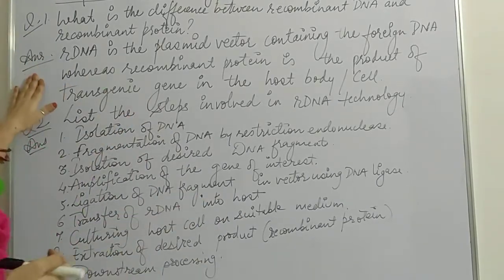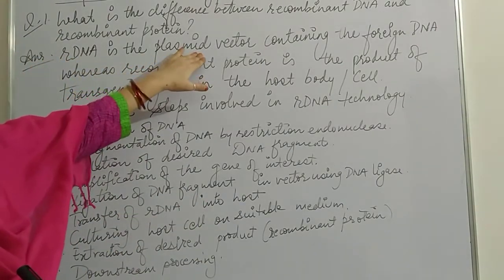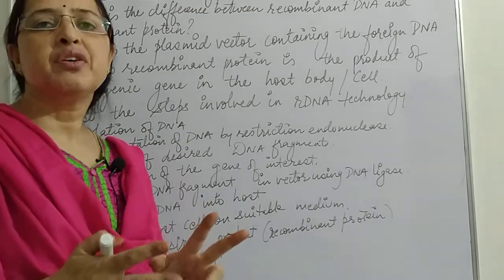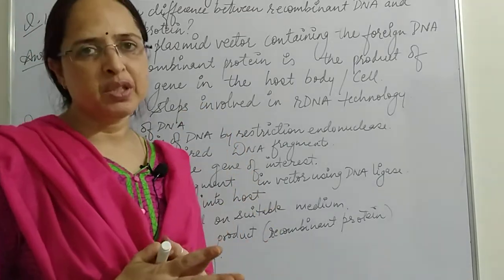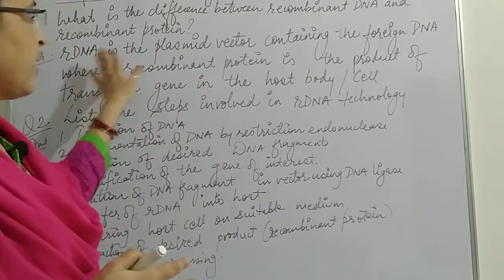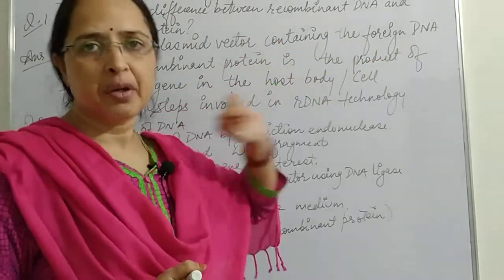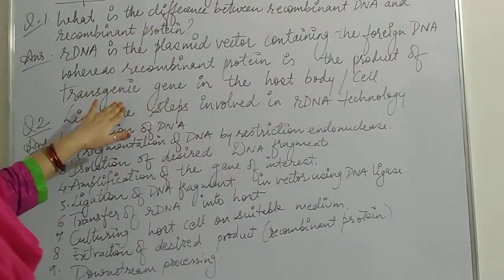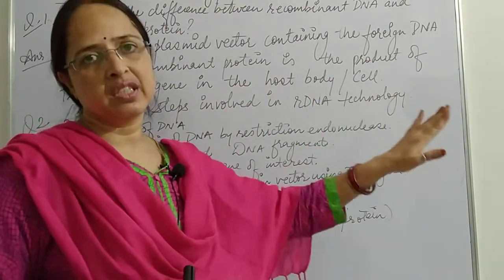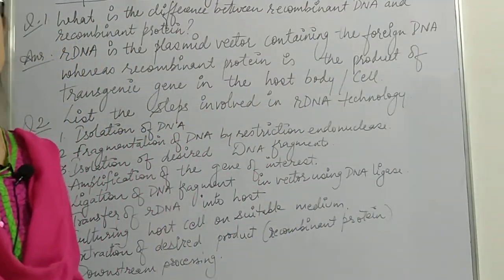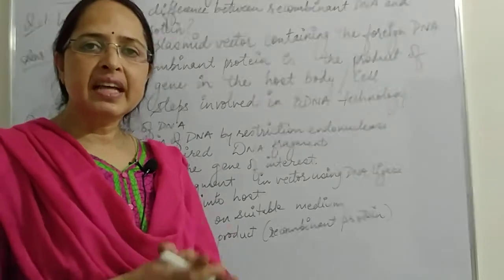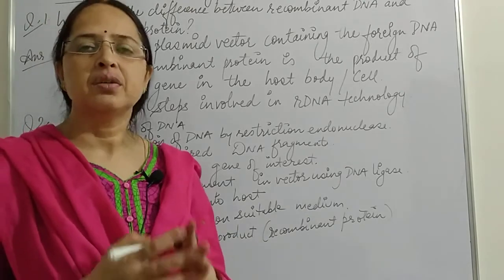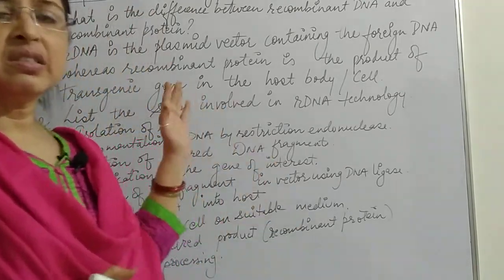Now just have a look over here. Recombinant DNA is the plasmid vector containing the foreign DNA. That means we have two different DNAs from different species or different sources. So a plasmid vector containing the foreign DNA is called a recombinant DNA, whereas recombinant protein is the product of the transgenic gene in the host body or cell. When we have incorporated the recombinant DNA in the host cell, then that cell produces proteins, and that protein is called a recombinant protein. So this is the answer of this question.